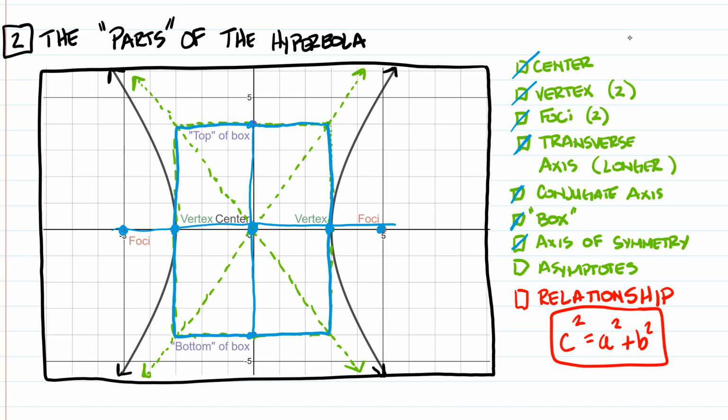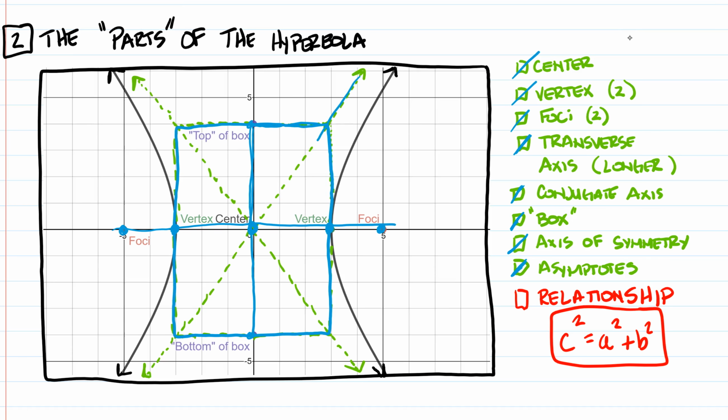The axis of symmetry: there are 2 of them, right? If I fold this over itself on the transverse axis, or if I fold it over itself on the conjugate axis, I can see 2 axes of symmetry. So that's something to note. And then lastly, there are these asymptotes here. The asymptotes are shaped by lines that go through the center to the top of the box and then to the right of where a vertex is.